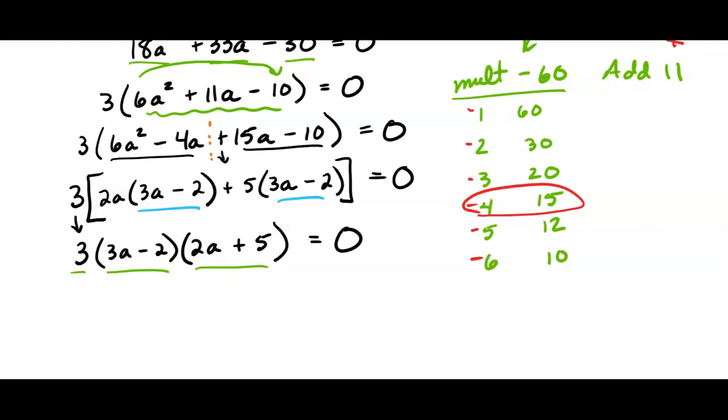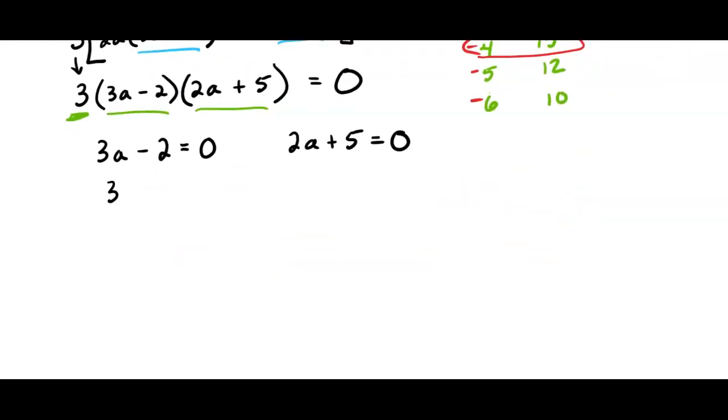But when I talked about the steps, I said, set each factor that has a variable equal to 0. This 3 right here, it's just a 3. It's not going to be 0. So it's not going to have a solution to it. So you can just forget about that 3. Okay, anyway. So now we'll take the factors that have variables, 3a minus 2, and set that one equal to 0. And the other factor, 2a plus 5, and set that equal to 0.